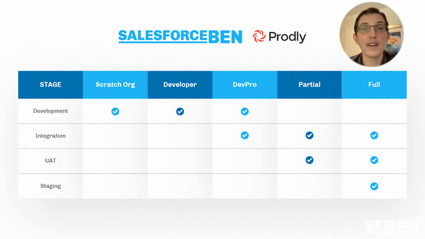You're going to start work in an environment, and you're going to need source tracking enabled. And also note that you can use source tracking only in Developer and Developer Pro and Scratch orgs. It's also the best practice to use a full or partial copy or even a developer sandbox for your integration stage, and a full or partial copy for UAT, and a full copy for staging. And these are just various stages that you could have in that development process. And the reason why you want to use those partial or full copy sandboxes is just so you have some production test data as you're going through that final testing process.